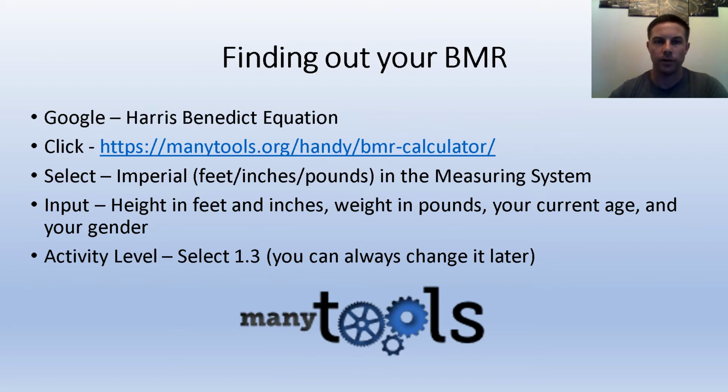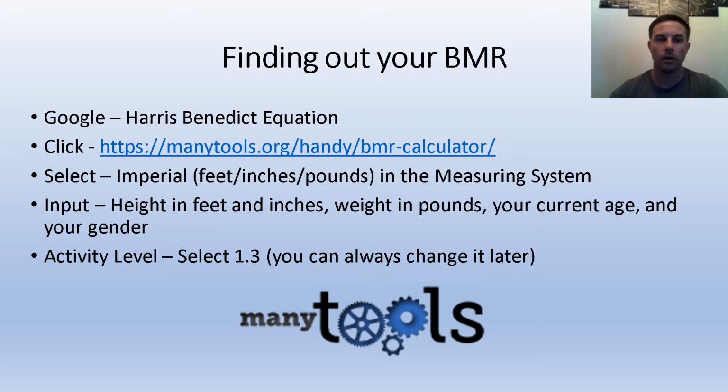So finding out your BMR is pretty easy, especially with the advent of technology nowadays, right? You can go to Google, and in the search bar, type in Harris-Benedict equation. It's either the second or third one, maybe the first one down on your list. You'll see the link for manytools.org/handy/BMR-calculator. When that brings up, you see a window, right?